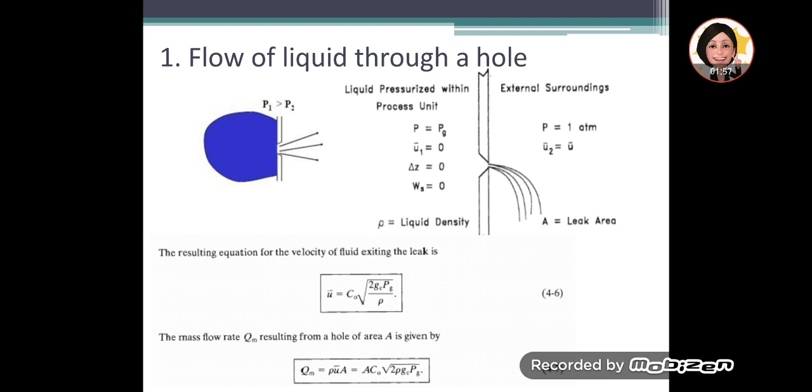Okay, let's look into the first source model, the flow of liquid through a hole. We have two parts to it. One part is the pressurized system, where the liquid is in a tank and it's pressurized, and then there's a hole. The liquid can be in a tank or it can also be in a pipeline, and there's a leak, so it exits to the surroundings. In this case, there is no height involved, so there is no potential energy.